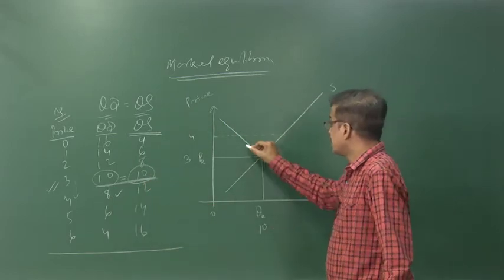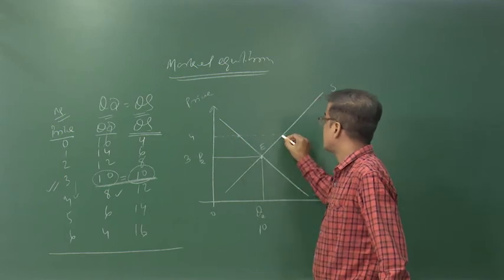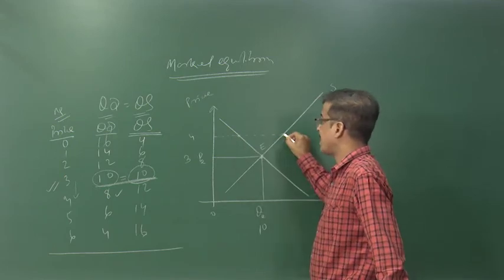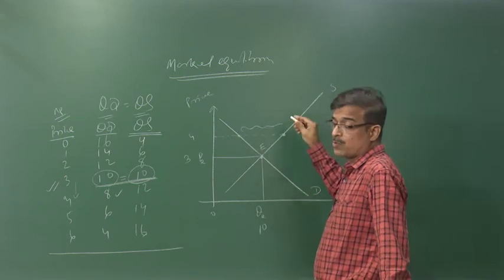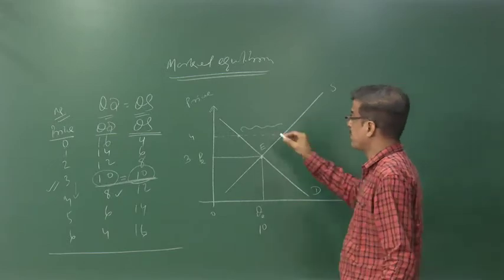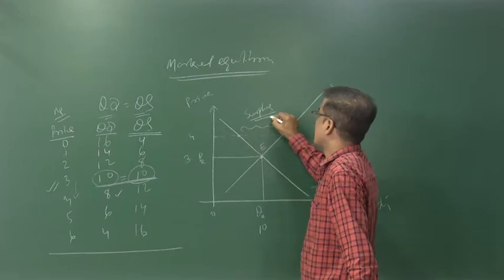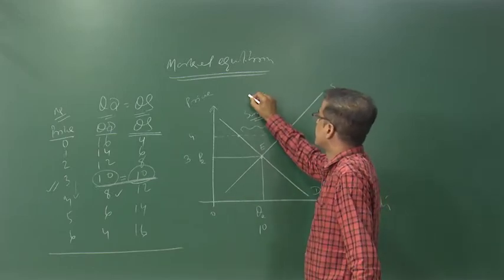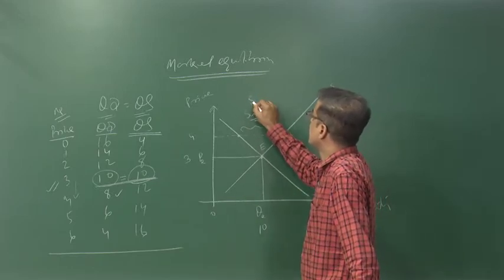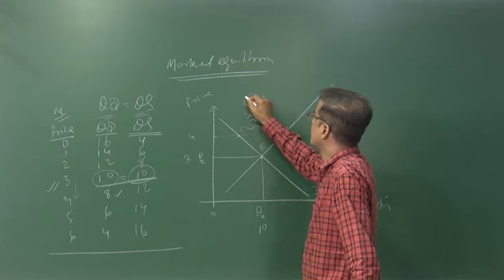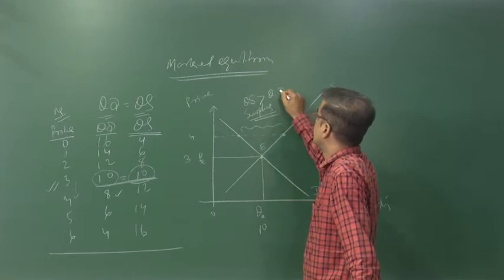That means corresponding to this particular demand and supply, this is the situation where there is a surplus, surplus production. These are surplus situations, that means when supply is greater than demand, quantity supplied is greater than the quantity demanded.